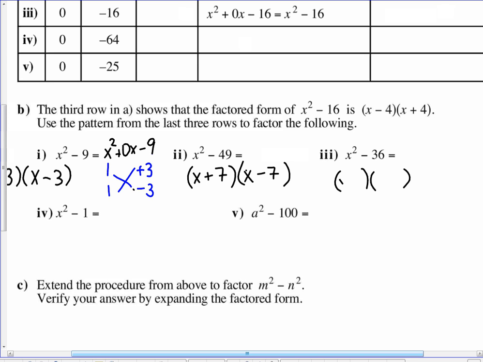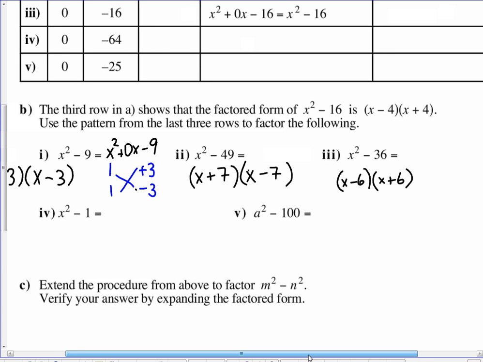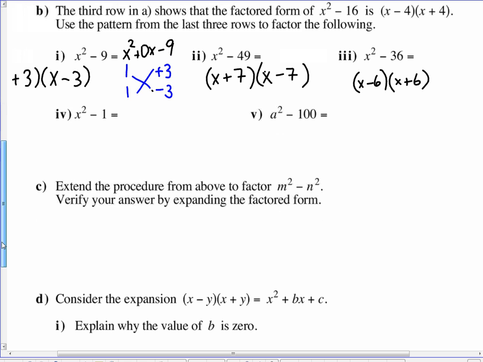Okay, so what would this be? x minus 6, x plus 6. Doesn't matter if the plus is first or second. Okay, what's the next one? x plus 1 and x minus 1. So we square root each term and then put a plus and a minus. So this one would be? A plus 10. And A minus 10. A minus 10. Done. Oh, I'm not paying attention.